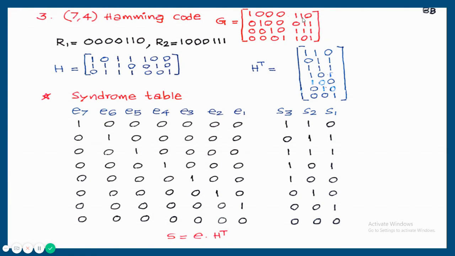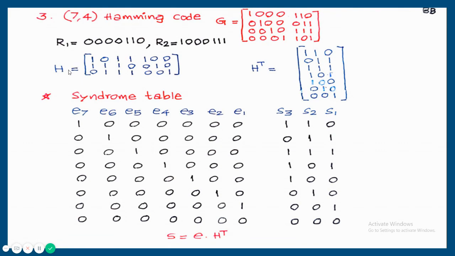Here the row is 110, that will be the column here, 110. Next row is 011, that will be the second column. 111, third column. 101, fourth column. So there are 3 rows. That is why we should go for a 3 by 3 identity matrix. So that is H.